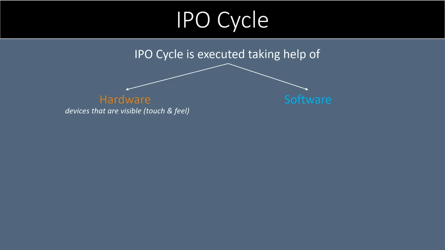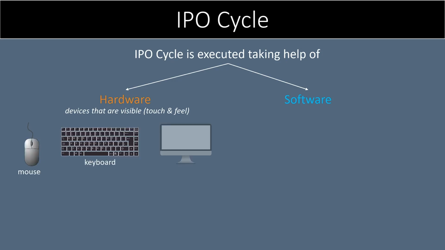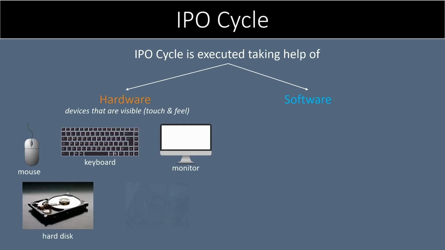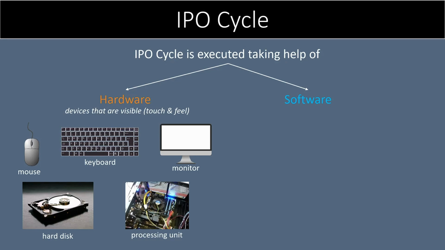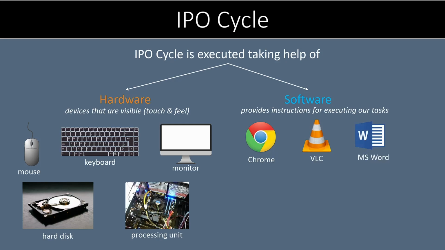Hardware consists of devices that are visible, which we may touch and feel, like mouse, keyboard, monitor, hard disk, processing unit, etc. Software provides instructions that are responsible for executing our task. We cannot touch the software, but we can see what it does. Some softwares are internet browser like Google Chrome, movie player like VLC, word processor like MS Word, etc.